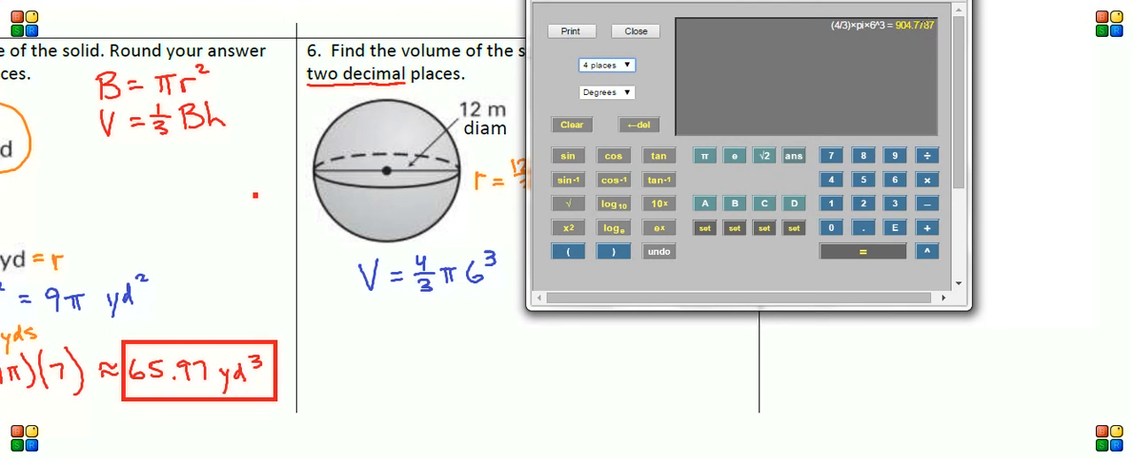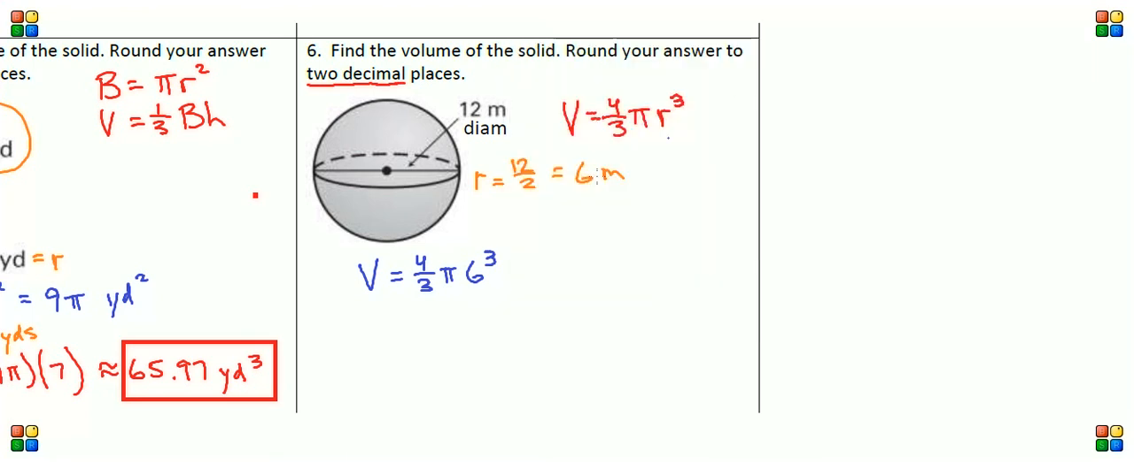We have 904.778. The 8 is going to make the next number, the second digit, round up, so our final answer will be 904.78. So this is going to be approximately 904.78, and that is in units cubed. Because a sphere is 3-dimensional, it's going to be meters cubed, and that is our final answer.